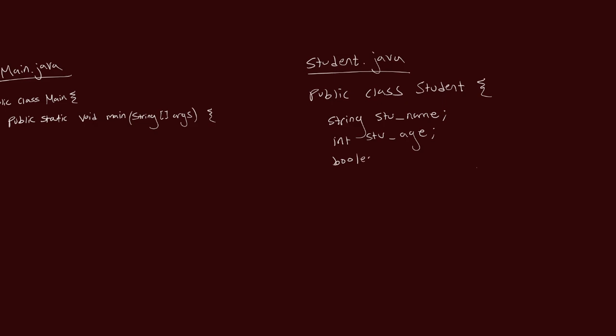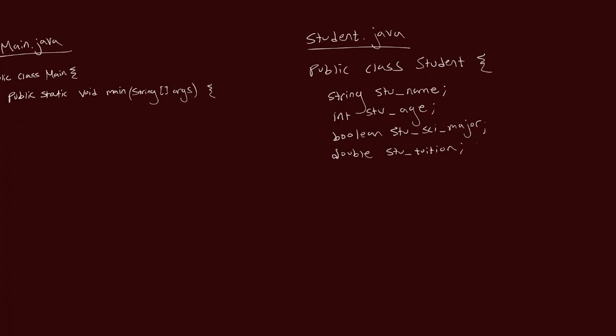So boolean is... wait, I should call it student. Student sci major, and then we're gonna check the student's tuition. I think it's spelled tuition wrong. Wait, it's supposed to be... There we go. Okay, so we have our variables done.